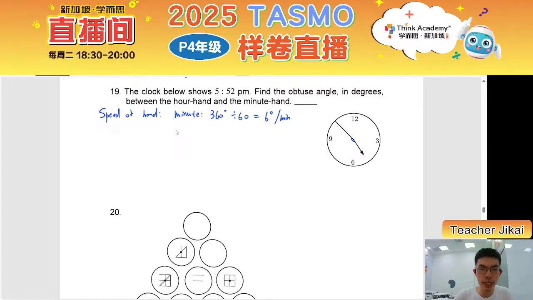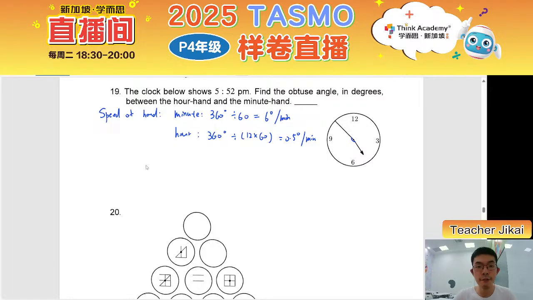So how about the hour hand? For turning one circle, it will take 12 hours. So it is how many minutes? 12 times 60 minutes. So it's 0.5 degrees per minute. So we have already got the speed of the hands here. So how can we get the degrees between them? For this clock problem, you can also think of it as a kind of journey, and the degrees are the distance, right? We have the speed, we have the time, so of course we can get the distance.